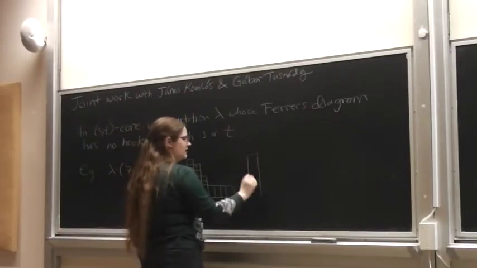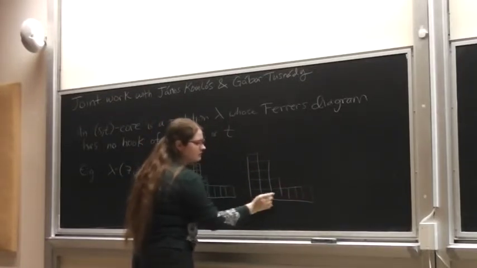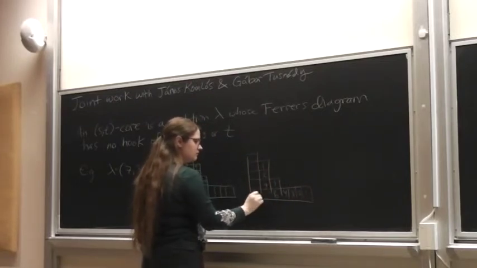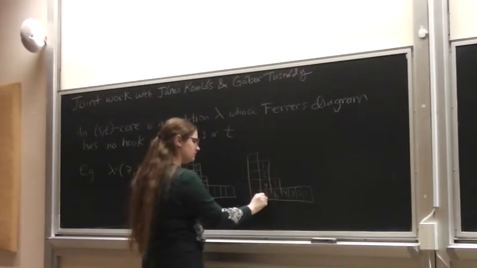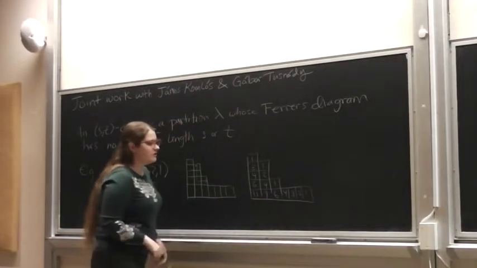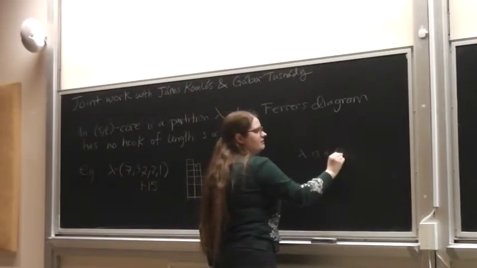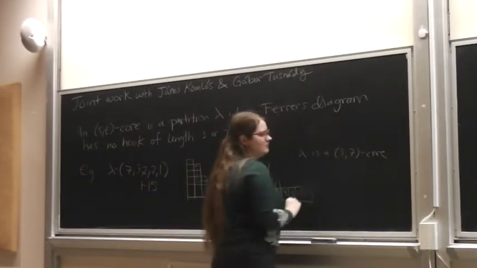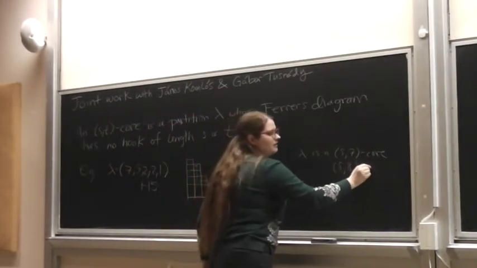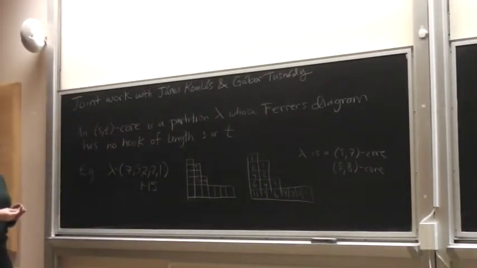So if I write all of these down, you can see there's no 5 and there's no 7. You can say the statement: lambda is a 5, 7 core. It's also true that there's no 5 and there's no 8, so this is also a 5, 8 core, etc. So these are not mutually exclusive sets of integer partitions.